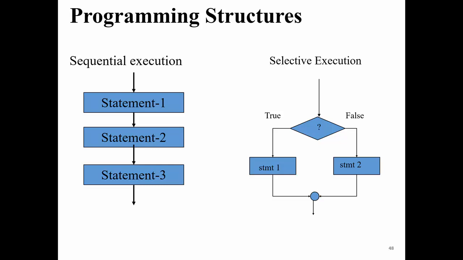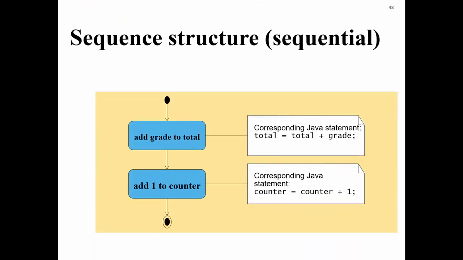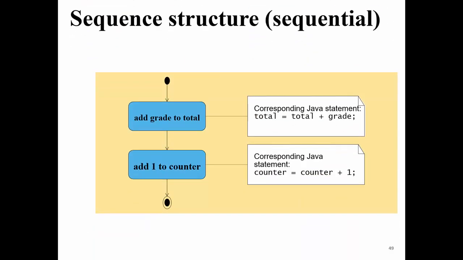Selection: you ask questions in your Java code, and based on the answer to these questions, either true or false, you're going to run different statements. So either statement 1 or statement 2 will be executed, not both. We cannot execute both statements. If you would like to execute both statements, put them in sequential order. But once we have a selection structure, one of these statements will be executed based on the decision, either true or false, or conditions. In the sequence of execution, you can add the grade to the total, for example, and then you increment the counter by 1. These are sequential.